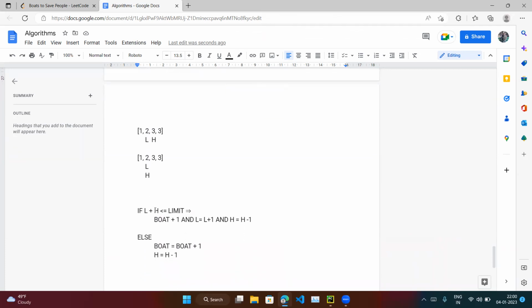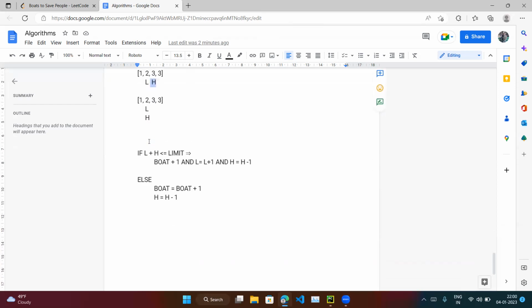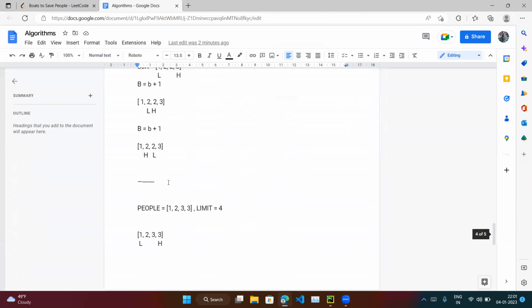If left pointer plus right pointer, or you can say low pointer and high pointer, is less than or equal to the limit, we will increase the left pointer and decrease the right pointer. If left is equal to right, then we will not do anything, we will just increase both by 1. If left plus right exceeds the limit, then we will just decrease the right pointer and increase the number of boats. And we have to run our loop until the left pointer is less than the right pointer.